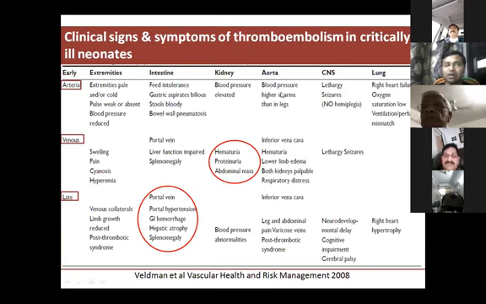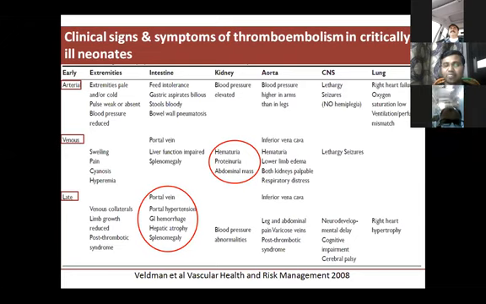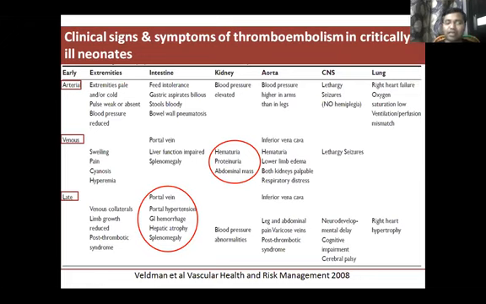Some case reports are there presenting like critical aortic arch syndrome, with heart failure. So they are in-house, not from outside. Whenever there is an already admitted case with catheters in place, they are diagnosed like this. CNS: apnea, seizures, lethargy in case of perinatal stroke. Lung: they'll have pulmonary embolism like distress and right heart failure.